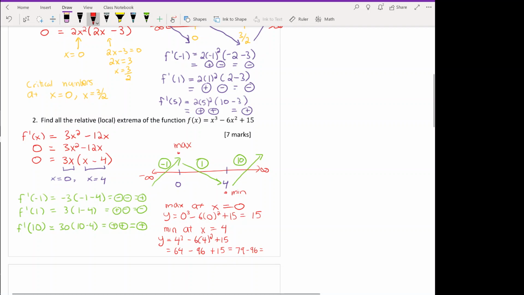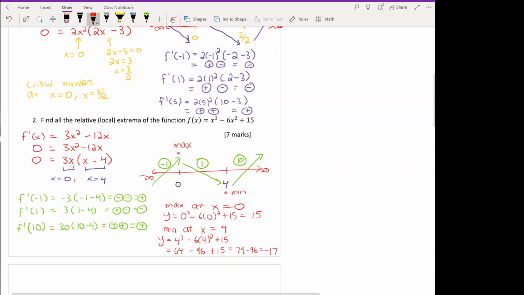So let's see... you see I'm bad at subtraction. My brain doesn't work right. Is that negative 17? I'll just go with that. So 17 plus 79, yes, okay, that's good.